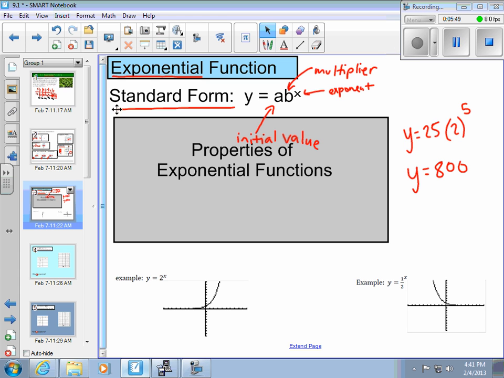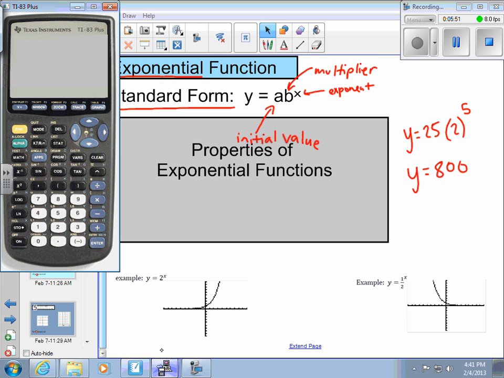Let's check just to make sure. So on the calculator, we should be able to do this problem. We would type in 25. Always use parentheses with these. 2, close the parentheses up, to the 5th power. So exponent 5. Hit enter, 800. So that's how you can solve that problem. Rather than making a table, you can use an exponential function to get the same type of result.